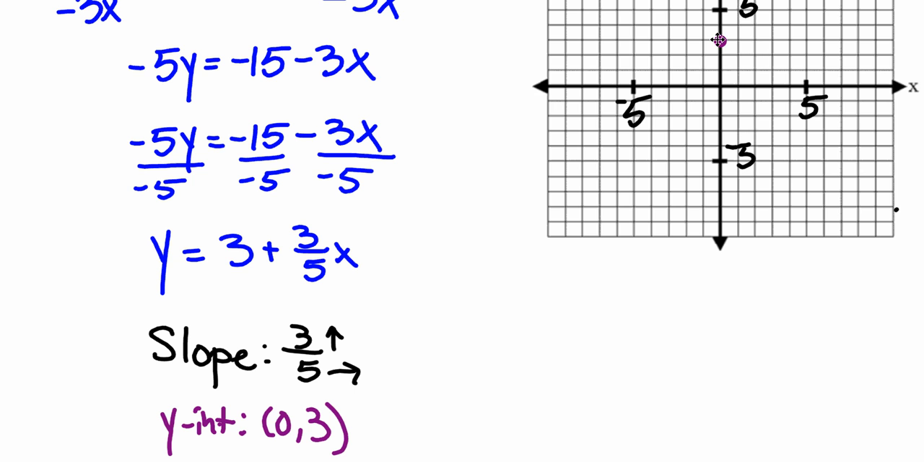So we're going to plot our y-intercept here at 0, 3, and from that point, we're now going to go up 3 units and to the right 5 to generate another point until we run out of space on our graph. Then we always can go back to the y-intercept and reverse the slope to get more points on the other side. So we can go down 3 and to the left 5 to generate points on this part of the graph.